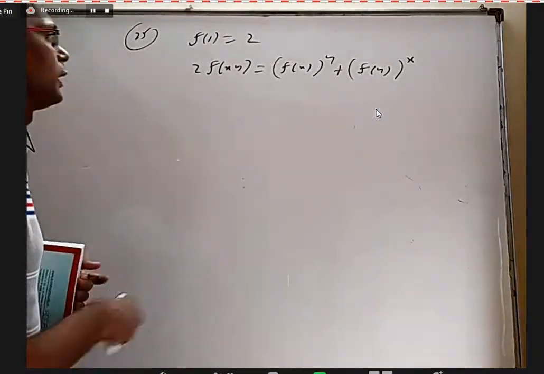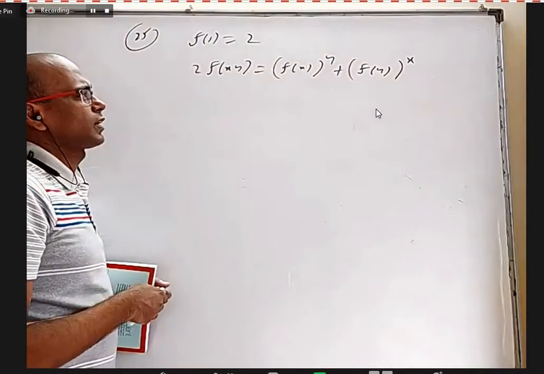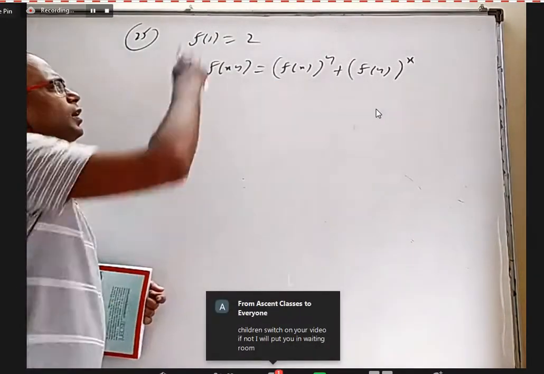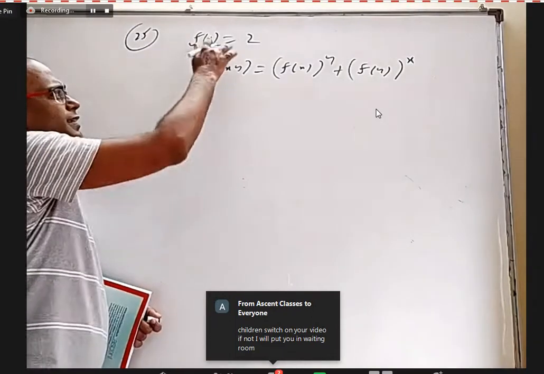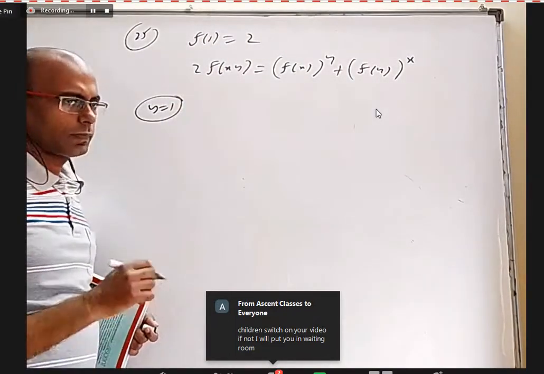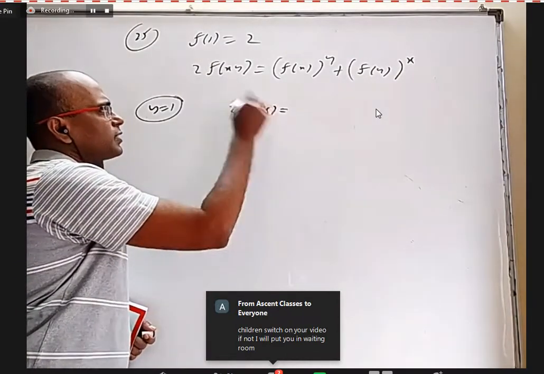Okay, f of 1, I would have found out maybe. For example, if I put x 1 and y 1, I would have got 2f of 1 equal to, I'll not get any benefit, but I'm sure there can be some way to find it. But now already they gave f of 1, so I'm going to put only y equal to 1. Let us see what happens. This will become 2f of x because y is 1.